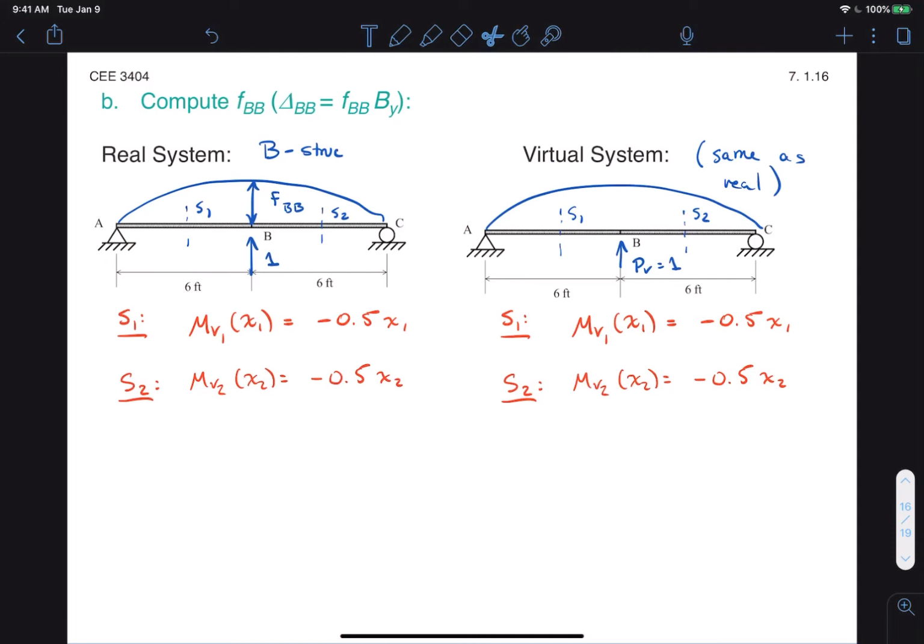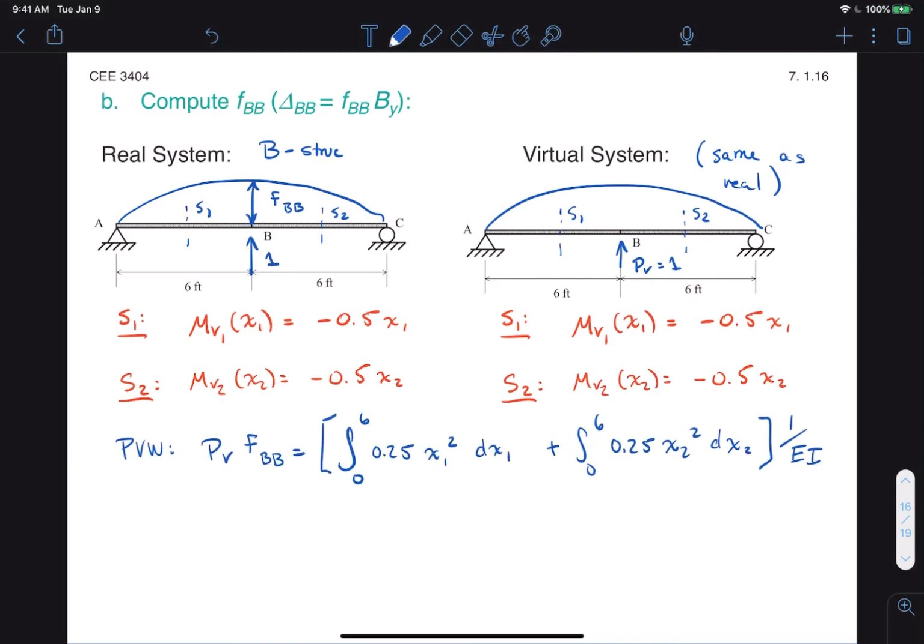And finally, we solve the virtual work equation to get FBB. Notice how my virtual work PV is defined over here, and my FBB is the displacement of my B structure. Okay, so solving that integral, I would get FBB equal to 36 over EI. And this would be technically in units of displacements, but we'll treat it as units of displacements over force. So feet over kips. Okay, so in order to explain why we do that, let me take a little tangent in purple here.